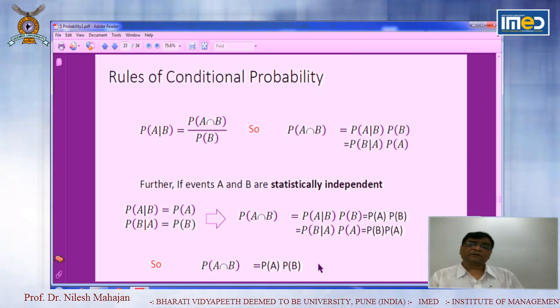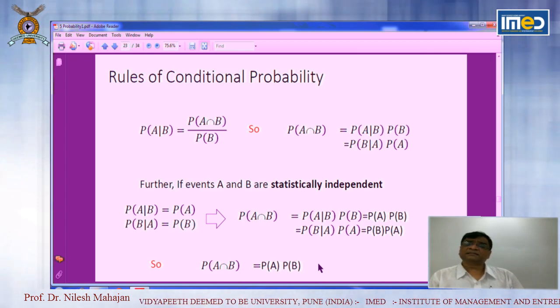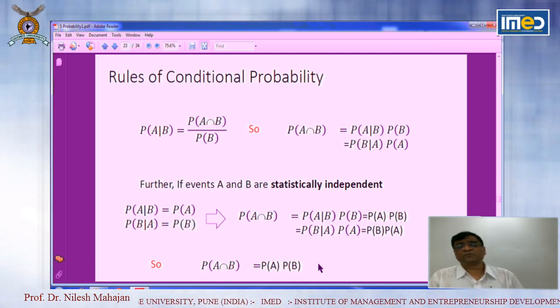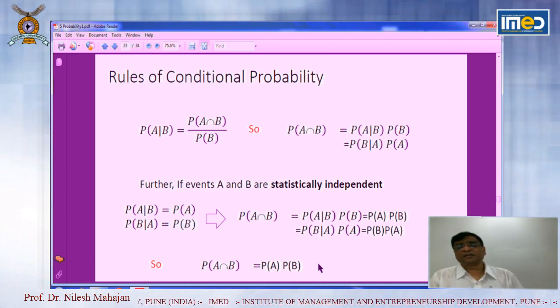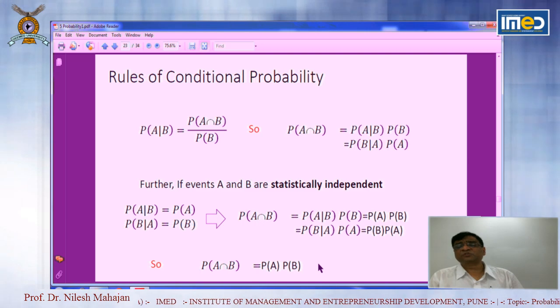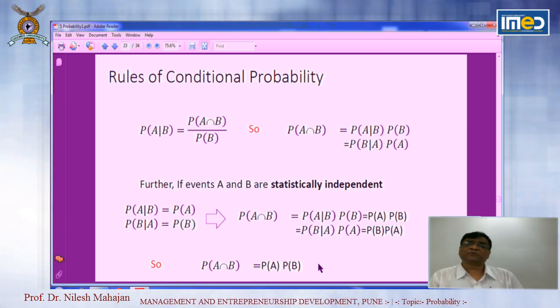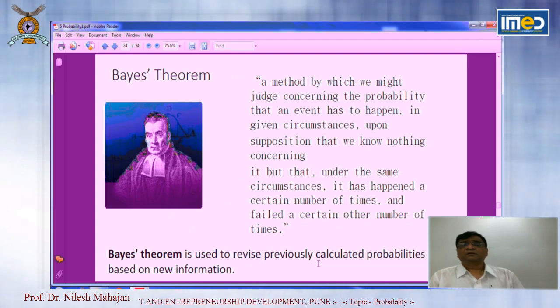Further, if events A and B are statistically independent, how do we calculate this value? P(A|B) equals P(A), P(B|A) equals P(B), and we substitute in this formula. So we can calculate P(A intersection B) equals P(A) into P(B). The next theorem is Bayes theorem.